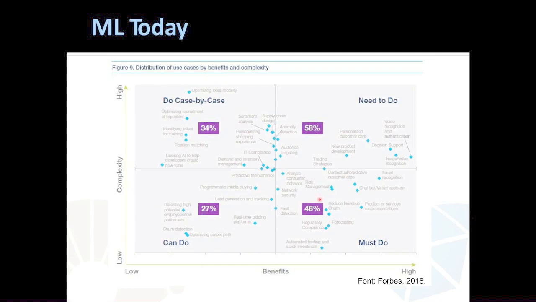In the region of high benefits and high complexity, that we can consider the focus of machine learning developments in the next years, we can find image and video recognition, voice authentication, new product development, and so on. The ability to learn and make correct decisions based on data is extremely valuable.